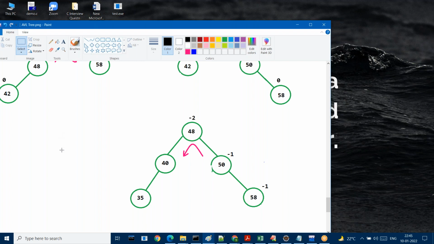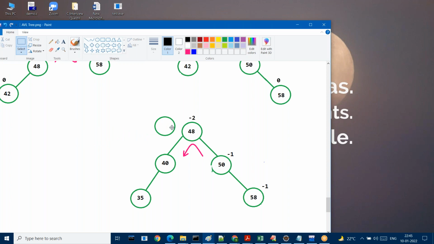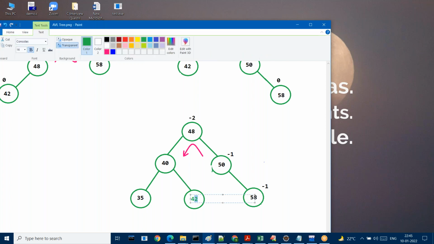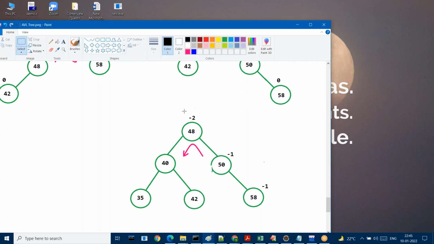Simple. Take 42. Insert like a BST approach. Less than this? Yes. Come here. Greater than this? Yes. Come here. Insert it here. The node which is creating the problem for you, that node will be inserted like a BST at the end. So who is creating the problem, sir? 42. Sir, just like a BST insertion. Now you calculate the balance factor. Sir, the entire tree is balanced.